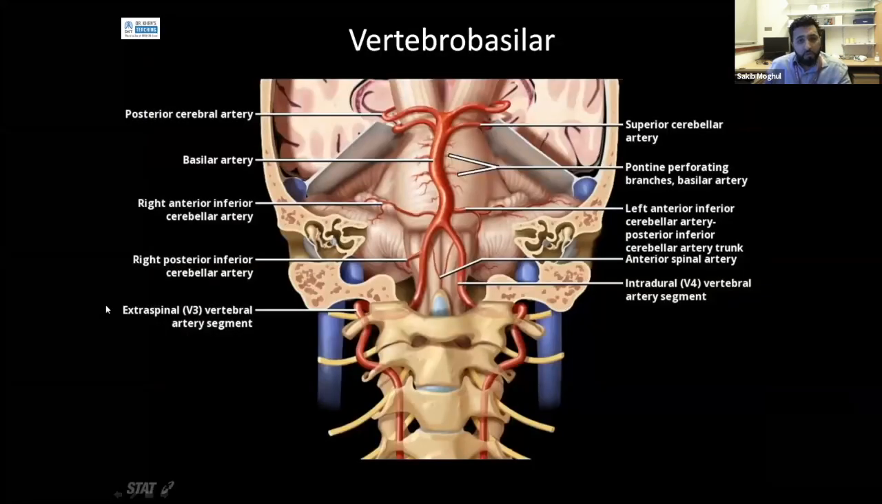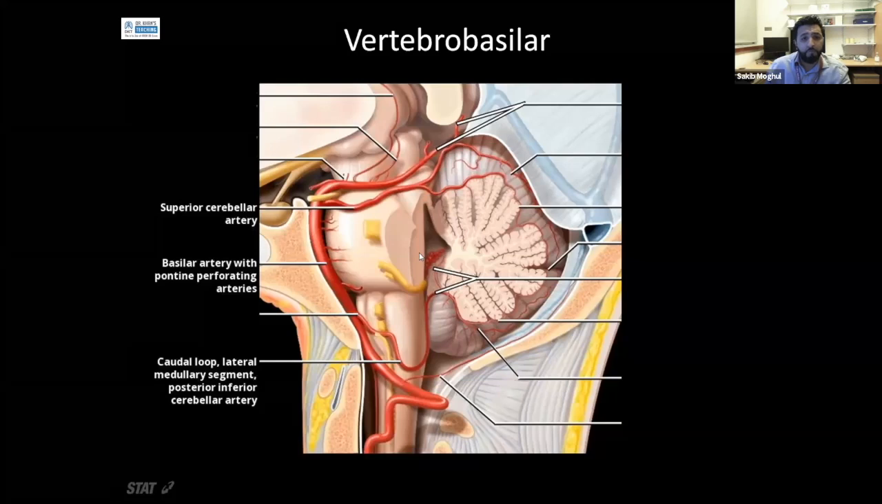We've already sort of covered this concept already, but this just reinforces the whole arrangement and orientation of these small vessels arising from the basilar and vertebral arteries. I won't go too much into it because we've already covered this briefly as well.